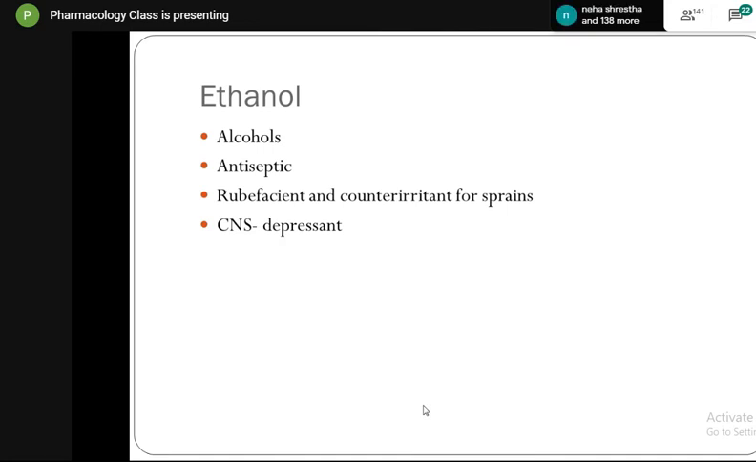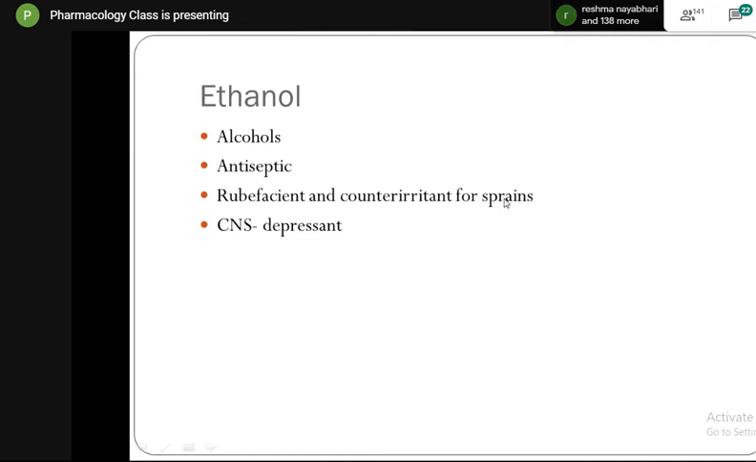Ethanol is also used for the treatment of methanol poisoning. It's not just that; alcohols also have some therapeutic purposes, where they are given for the treatment of methanol poisoning, and also act as antiseptics or for lubrication, that is, relieving pain through rubbing in the affected areas, or as a counter irritant for sprains.